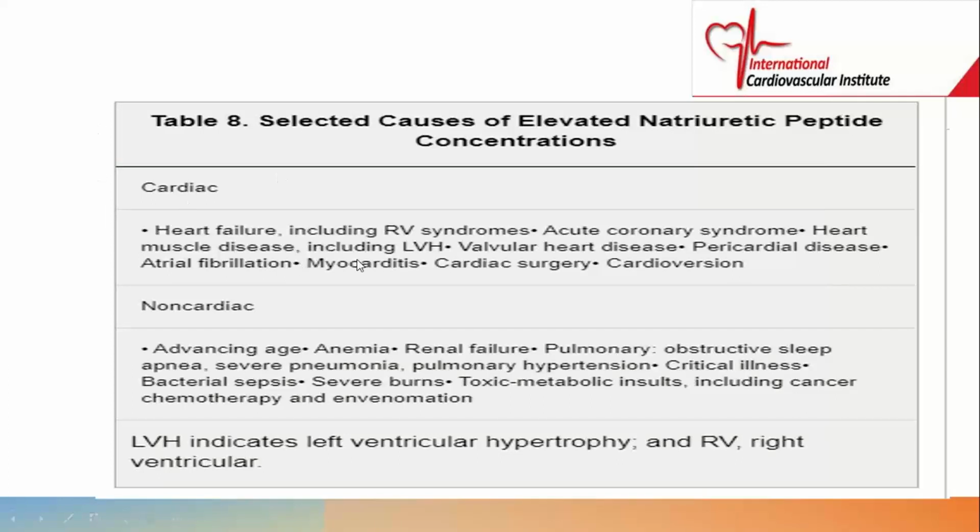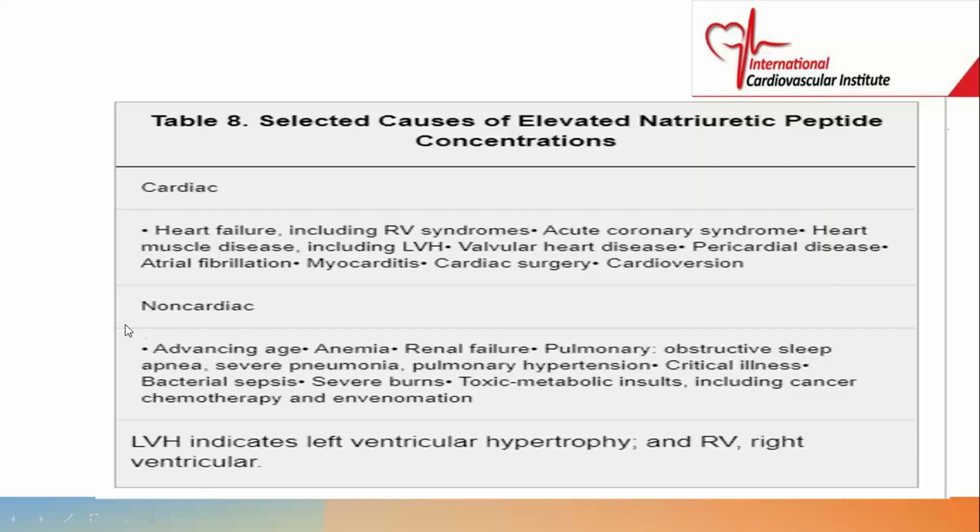So some of the cardiac causes for elevated BNP: heart failure, of course, anything that includes RV syndrome, acute coronary syndrome, heart muscle disease. Any type of heart muscle disease includes left ventricular hypertrophy, valvular heart disease, pericardial disease, atrial fibrillation can do it, myocarditis, cardiac surgery, cardioversion. So these are all things that can give rise to elevated BNP. So elevated BNP doesn't always mean heart failure. There are other things that can do it.